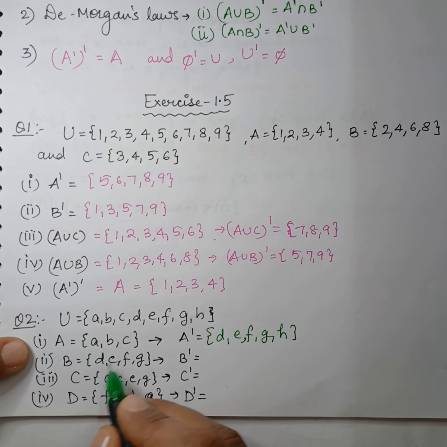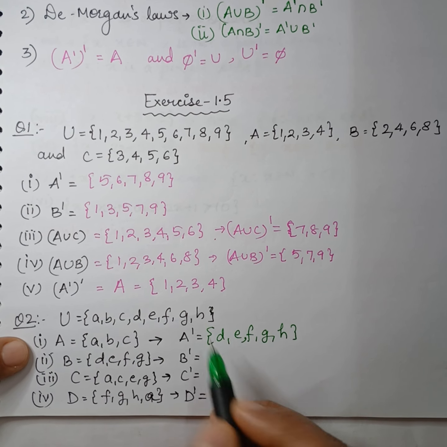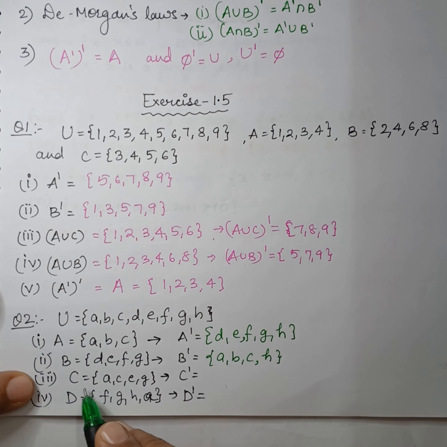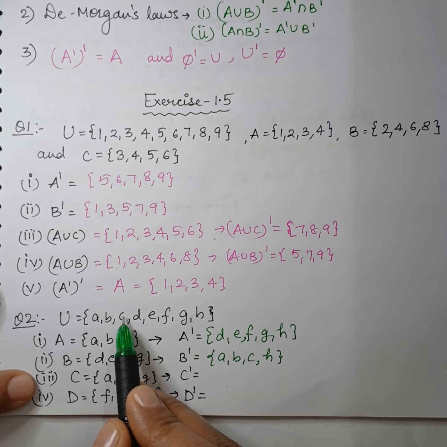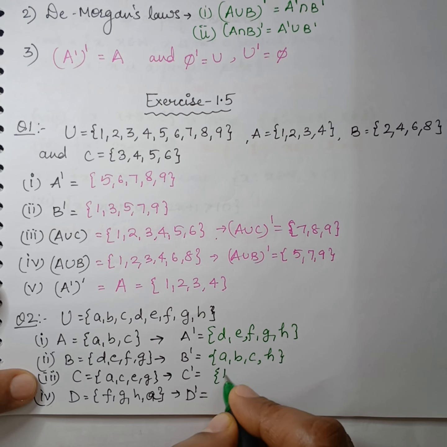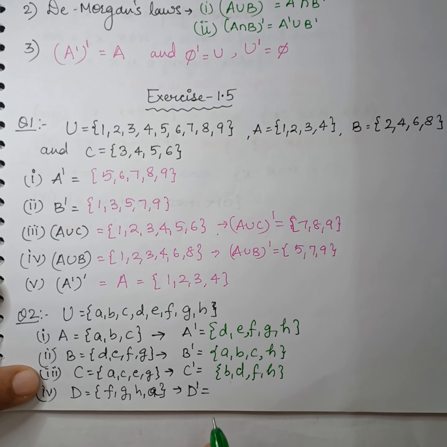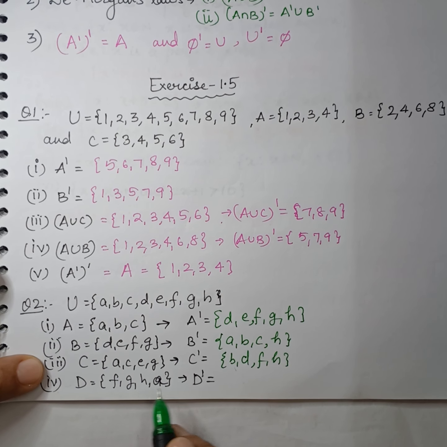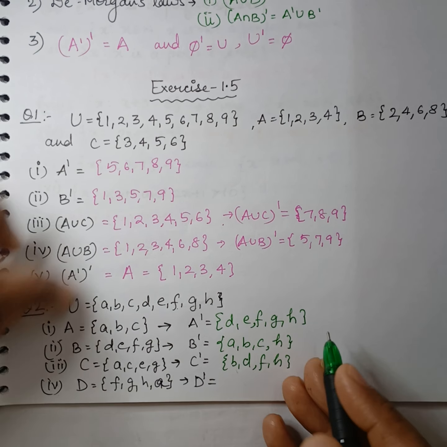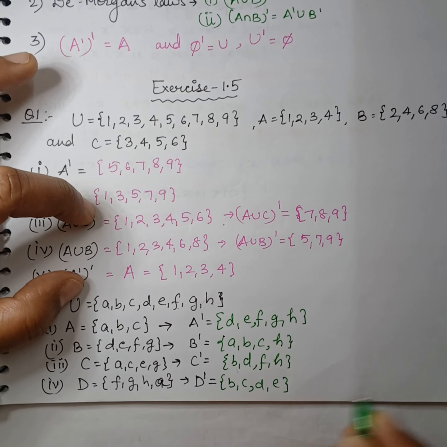Then B complement is D, E, F, G. So it is A, B, C and H. We will have A, B, C, H. Then I have C as A, C, E, G. A, C, E, G, so I will be left with B, D, F, H. Then I have F, G, H and then A. So I will be left with B, C, D, E. So we will be writing here D complement as B, C, D, E.